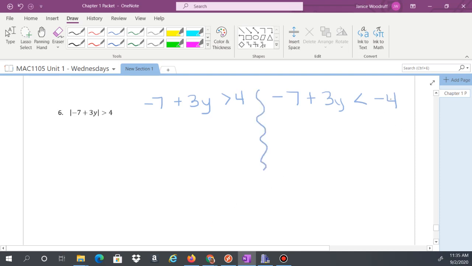Okay, so change the sign and the inequality. And then we solve. So let's see, on this side we're going to add 7. We get 3y greater than 11. Divide by 3. Y is going to be greater than 11 over 3.